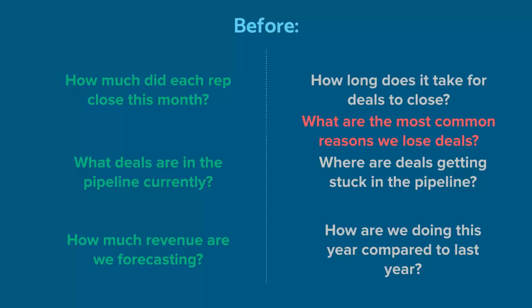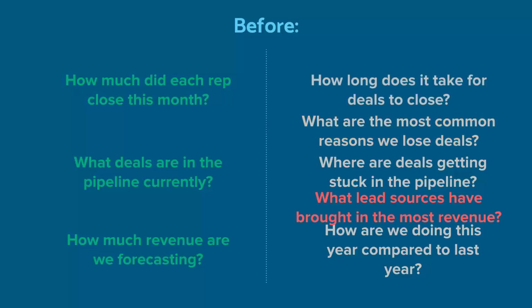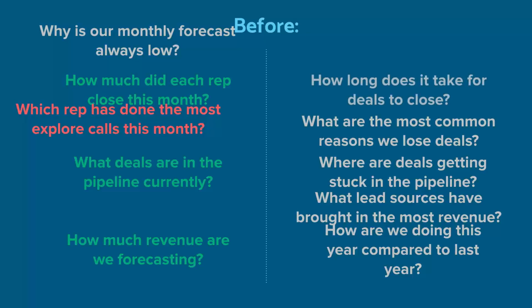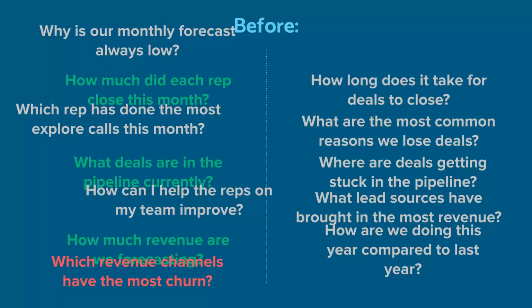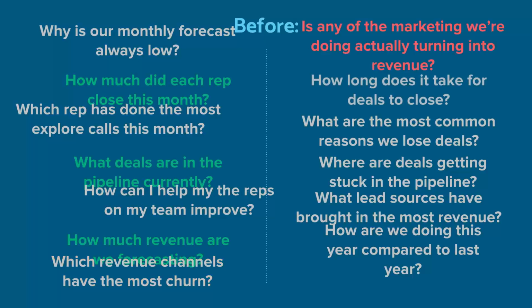What are the most common reasons we lose deals? What lead sources have brought in the most revenue this year? Why is our monthly forecast always low? Which rep has done the most explore calls this month? How can I help the reps on my team improve their processes? Which revenue channels have the most churn this year? Is any of the marketing we're doing actually turning into revenue?